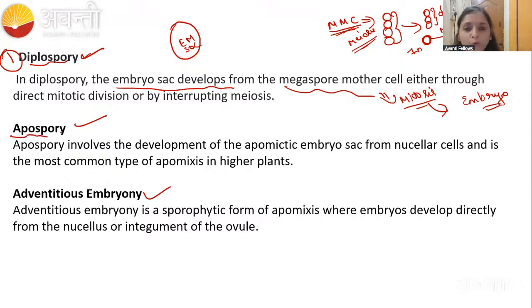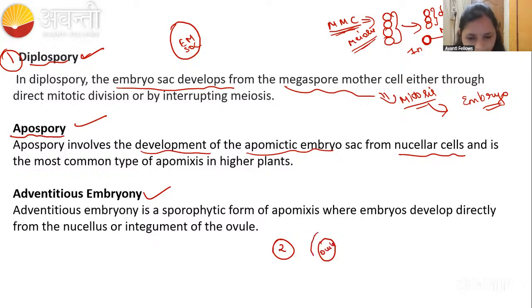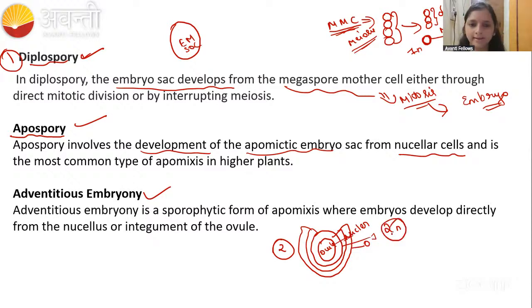Then, coming to apospory. Apospory involves development of the apomictic embryo sac from the nucellar cell. Here you can see, guys, the second one I am telling here. Observe here. This is the ovule, right? And here the nucellar cell will be there. It is covered by the inner integument and the outer integument. Inside is the nucellar tissue, right? Here the nucellar tissue is diploid, right?